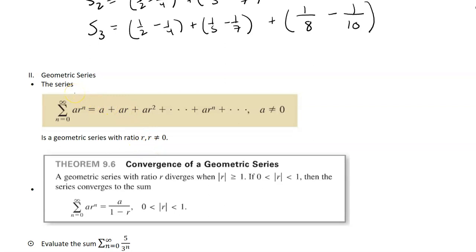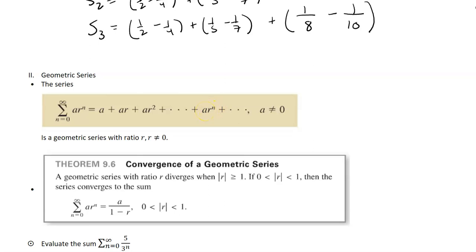Another special type of series are the geometric series. This is the sum from n equals 0 to infinity of a times r to the nth power. You can think of this as a plus ar plus ar squared all the way down to ar to the infinity power, if you will. It's almost like a polynomial in r, except that a is the same for every term and you're going to go to the infinite power. So it may look similar to that, but it's not exactly the same thing. So this is a geometric series with a ratio r where r is not equal to 0.